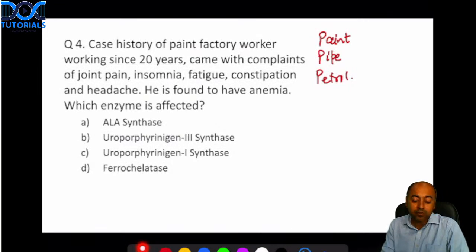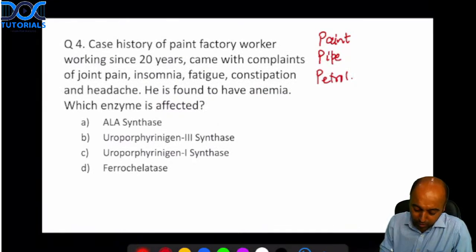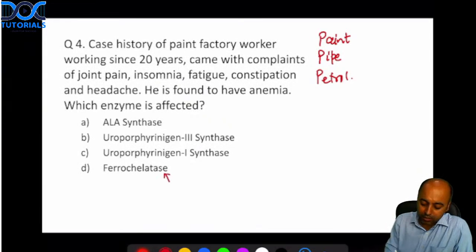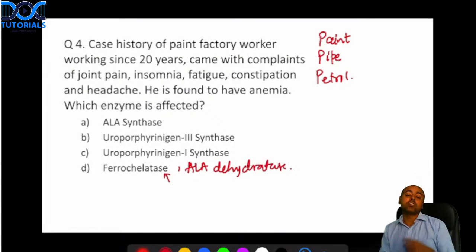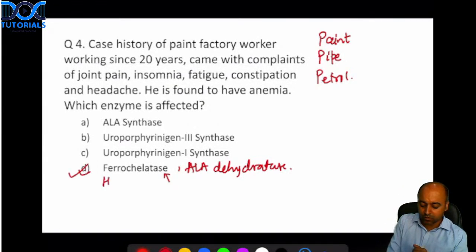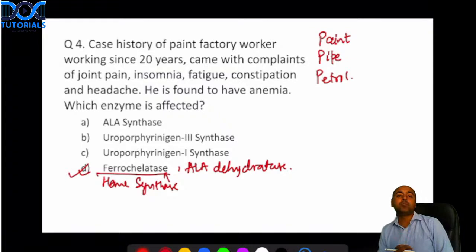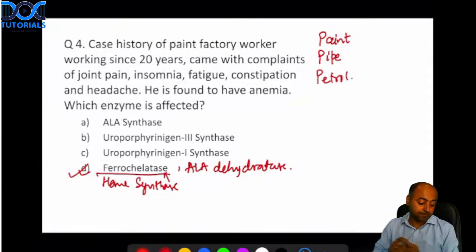So we're talking about lead inhibition, and the important finding is anemia. Lead prevents the heme synthesis at 2 steps, the more important being ferrochelatase. It also inhibits the ALA dehydratase. So these are the 2 enzymes in heme synthesis which are inhibited by lead. Here the answer is ferrochelatase, also known as heme synthase. The second enzyme will be ALA dehydratase.